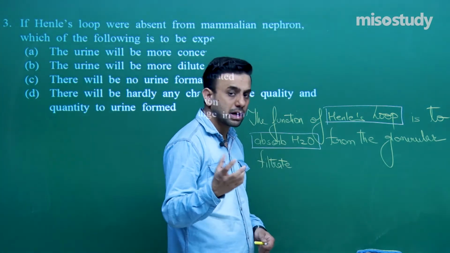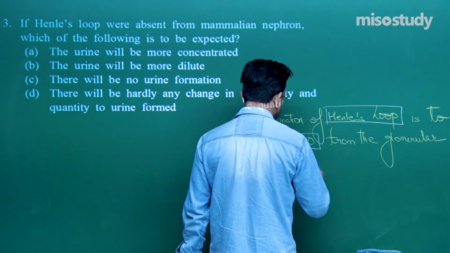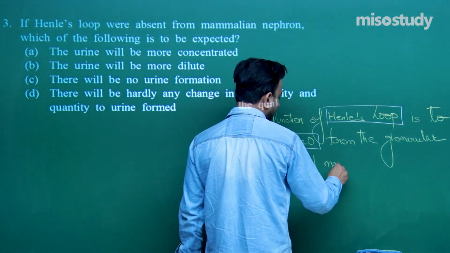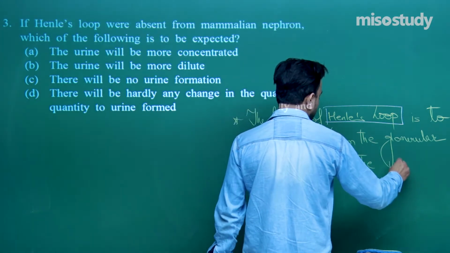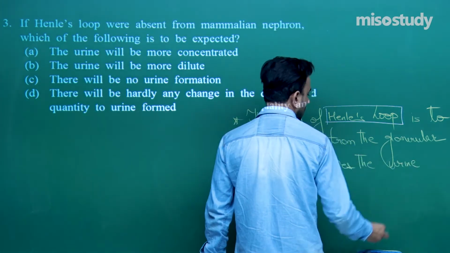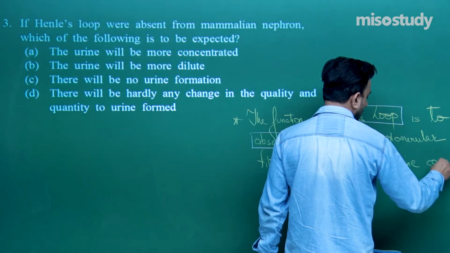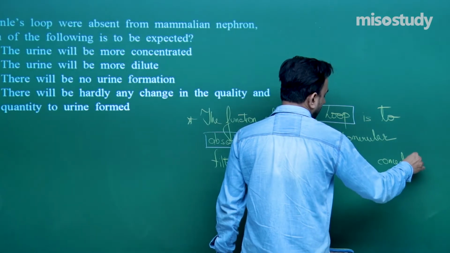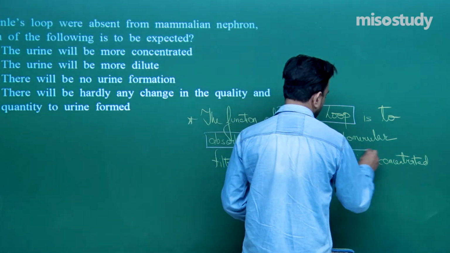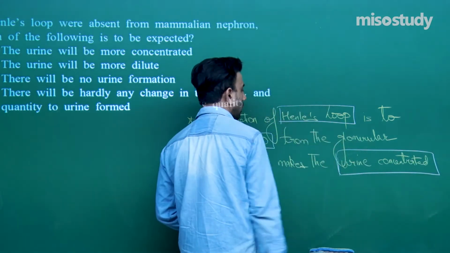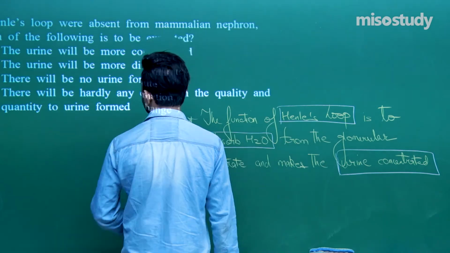It absorbs water from the glomerular filtrate and makes the urine concentrated.